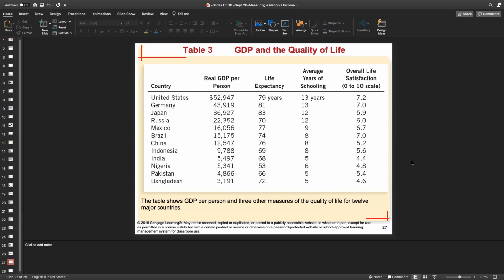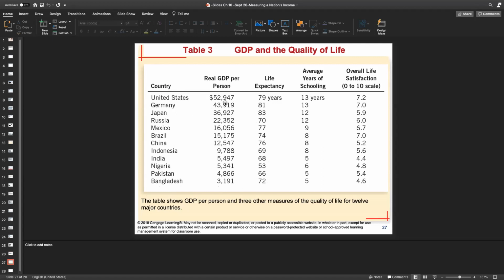So, if we want to compare the GDP and quality of life in different countries, we can see that the United States, at about $53,000 per capita, this is before 2015, has the highest GDP per capita among the countries ranked here: Germany, Japan, Russia, and the lowest one here is Bangladesh at 3,191.